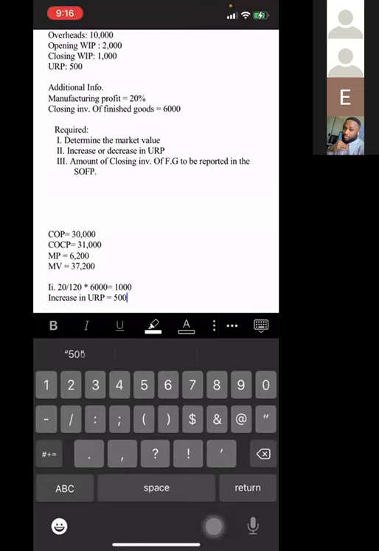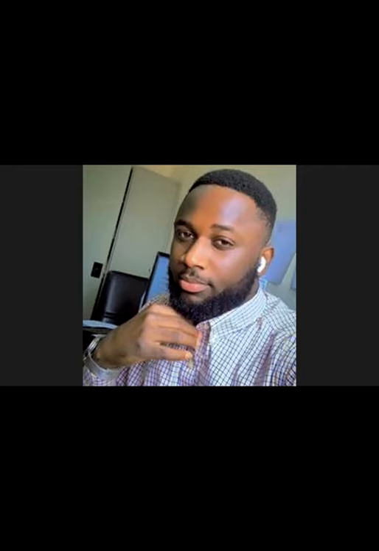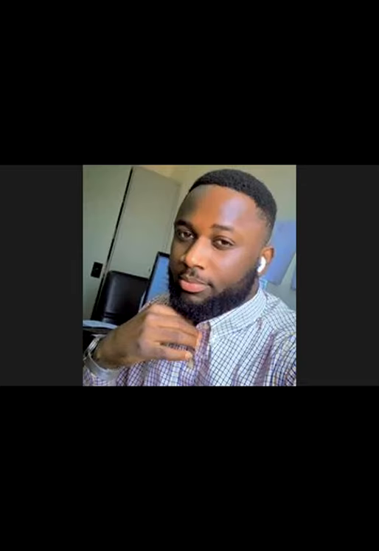You have to determine the closing inventory to be reported in the SSC. The formula is the closing inventory minus the calculated unrealized profit. What is the figure for closing inventory? 6,000, right? And the calculated unrealized profit. So, what would be the figure for closing inventory to be reported? 5,000. Thank you. 5,000.